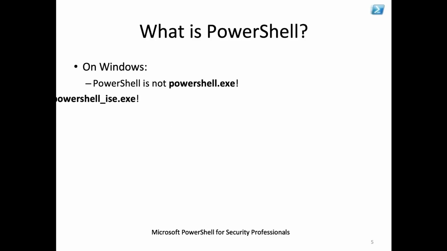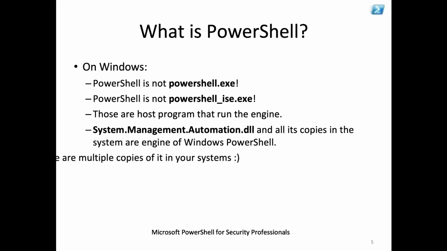Now, on Windows, one of the things we have to have clear: PowerShell is not PowerShell.exe. It's not PowerShell_ISE.exe. They're only host programs that run the engine. PowerShell itself is the automation engine. So that is the system.management.automation.dll. And in your system, you actually have multiple copies of this DLL. You may even have more than 1, 2, or 4 copies depending on versions of PowerShell, architecture, and sometimes .NET will actually do optimization work on its own code. So you're going to be seeing it many times loaded as system.management.automation.ni.dll.